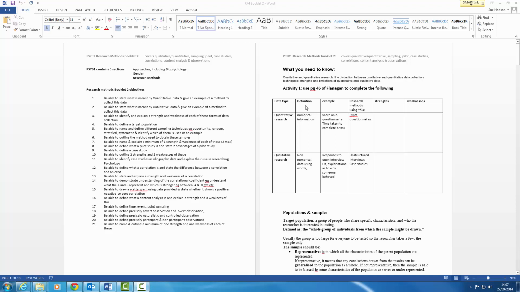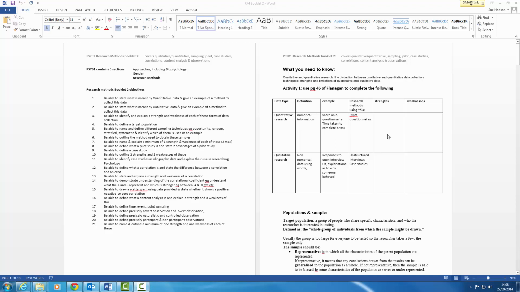How do we define it? It is numbers. It's data that's collected in numerical formation. It's numerical information. An example could be a score, right? A score on a questionnaire, something like that. Or it could be the time taken to do a particular task. Or it could be the number of errors made in a particular task, like we did with the buzz-off task. So we tend to associate it with things like questionnaires and experiments, right?